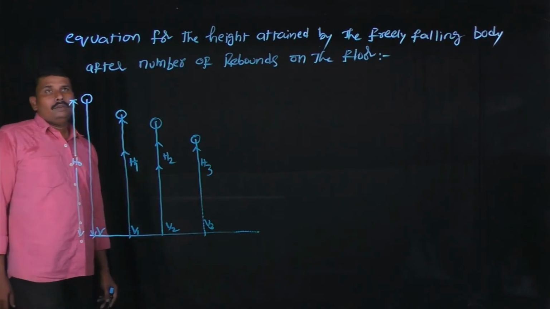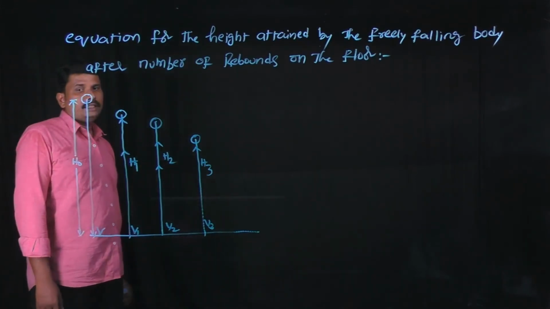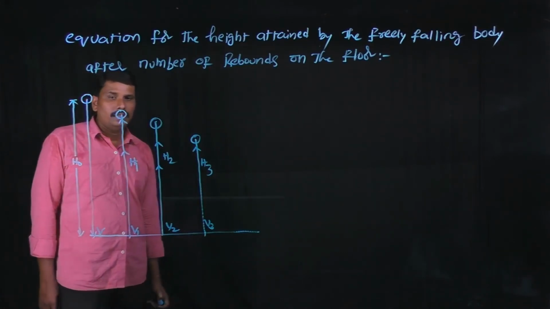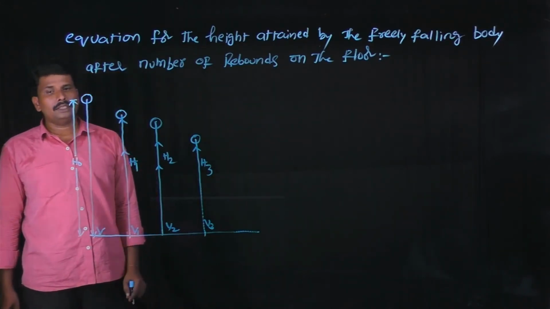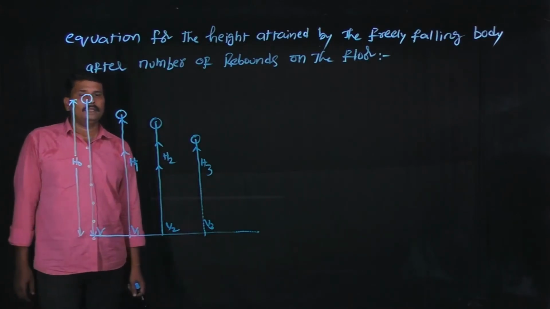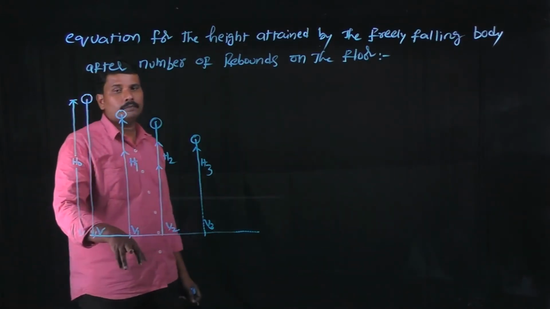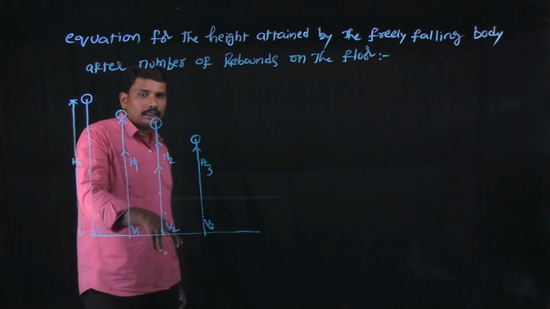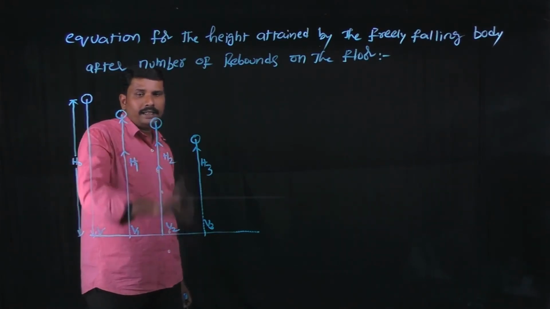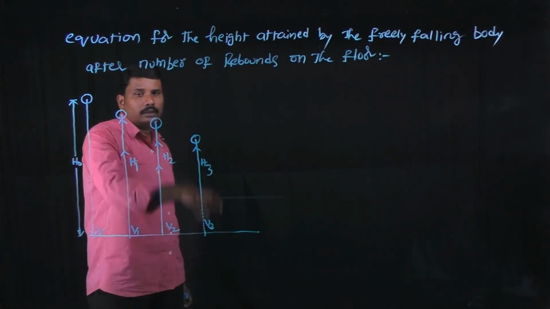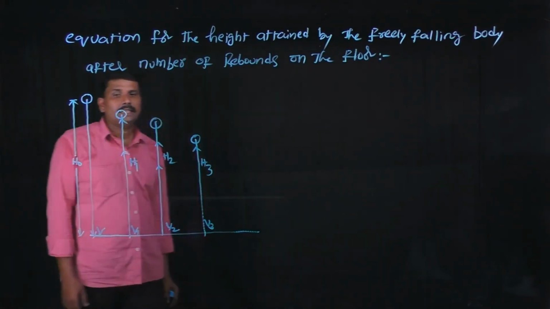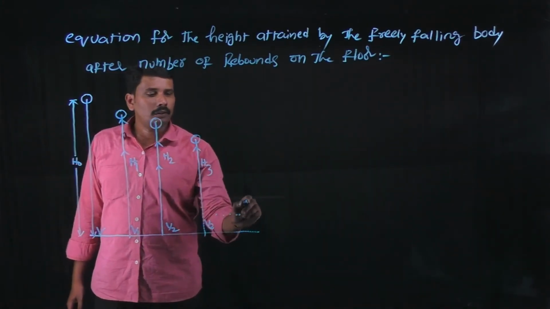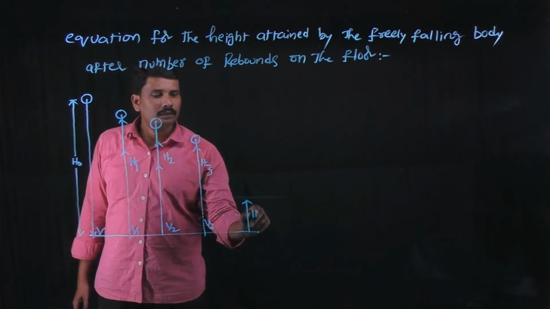Now we have to find the equation for the height attained by the freely falling body after a number of rebounds on the floor. At the first rebound, it attains a height h1. At the second rebound, it attains a height h2. At the third rebound, it attains a height h3 and so on. At the nth rebound, it attains some height hn.